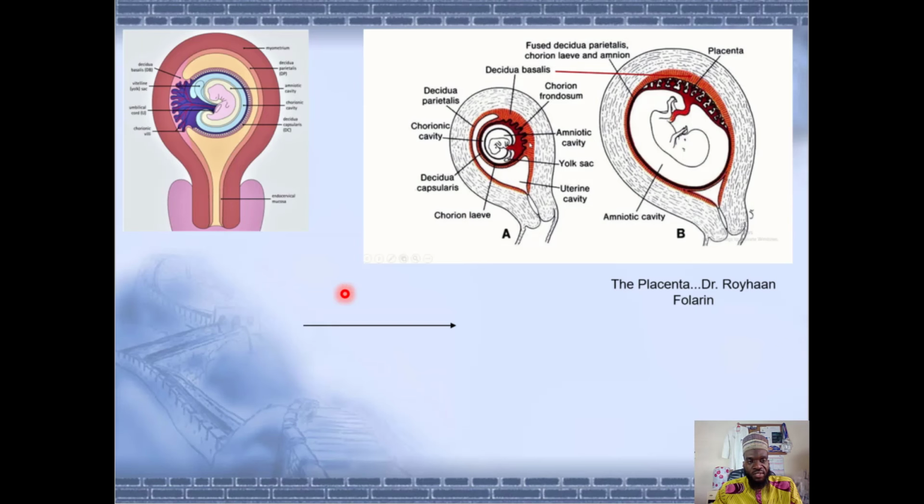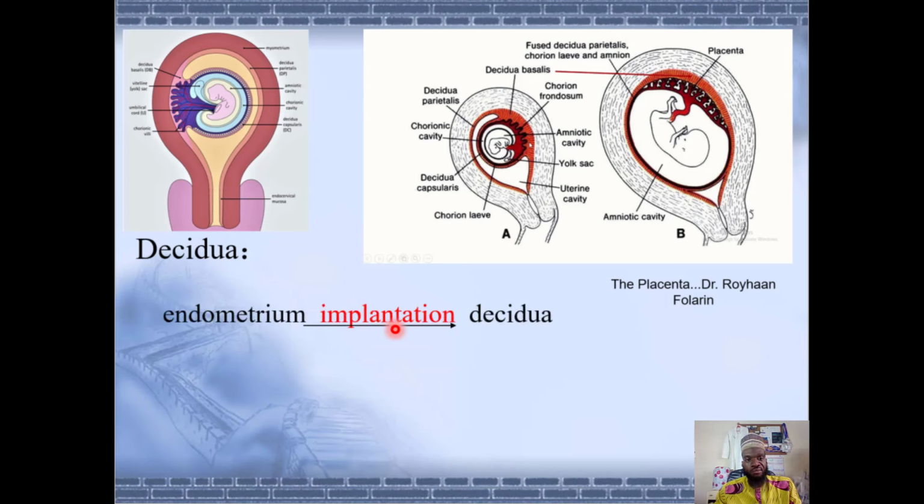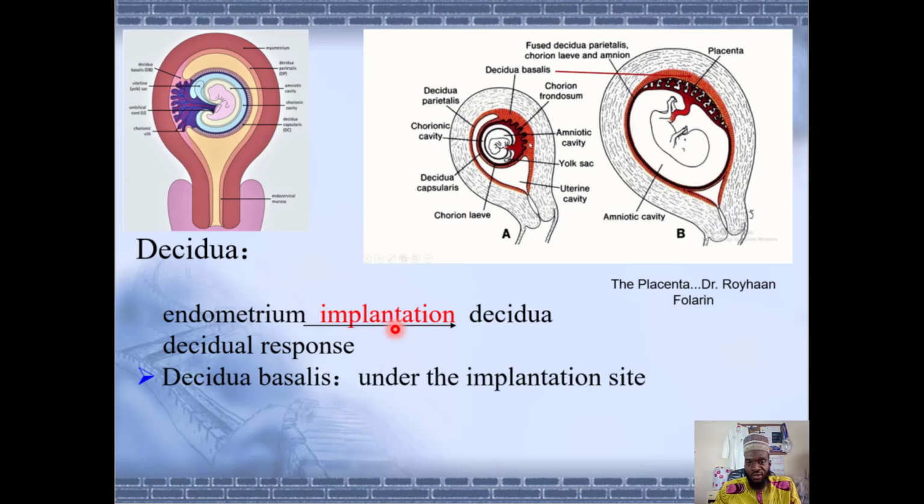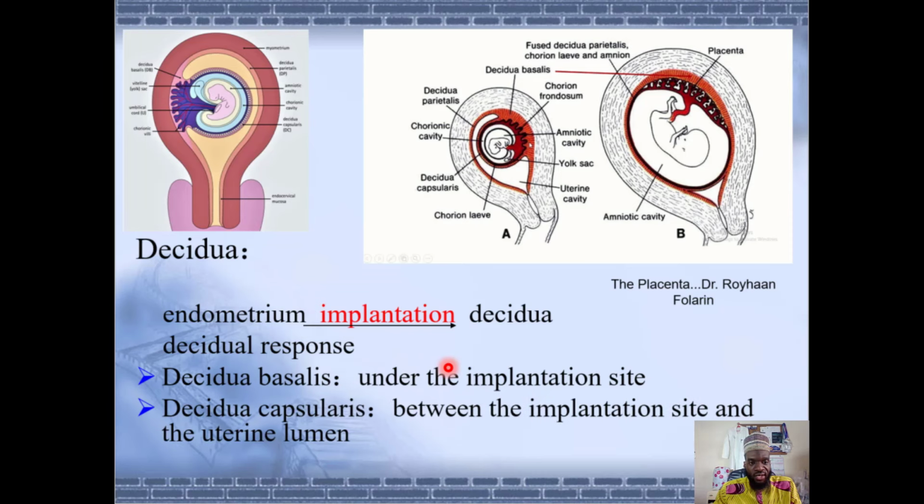So there is this term that we need to be familiar with, and that is the decidua. The decidua actually is the endometrium, but after implantation occurs, the name becomes decidua, particularly for the part of the endometrium that receives the implantation. So the decidua, therefore, evokes a response. And eventually, we have three main parts of the decidua that are known as the decidua basalis, the decidua capsularis, and the decidua parietalis.